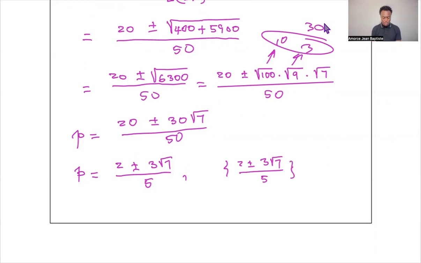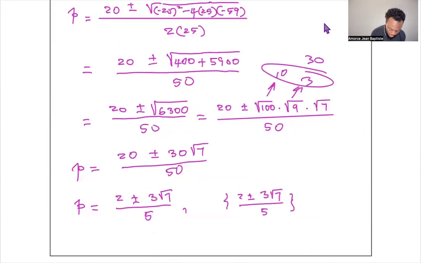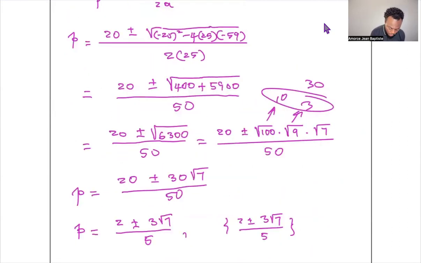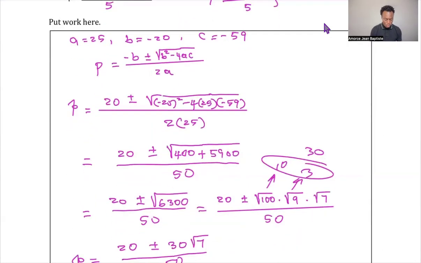Keep it in condensed form, or separate the plus and the minus, it doesn't matter. So your solutions are 2 plus 3 square root of 7 over 5, or 2 minus 3 square root of 7 over 5. Or you can write it in solution set form. Since you were solving an equation, you present your solution as 2 plus or minus 3 square root of 7 over 5. So that's it for topic 2.4a.